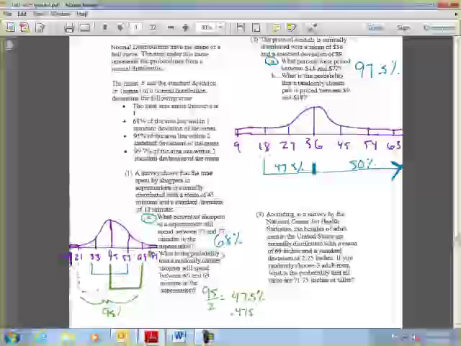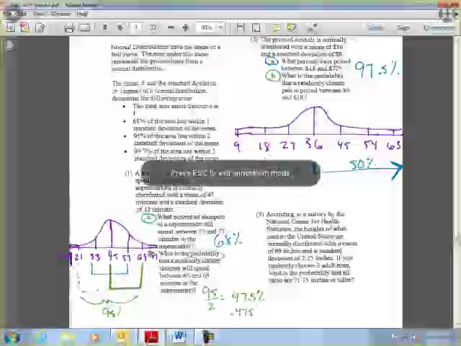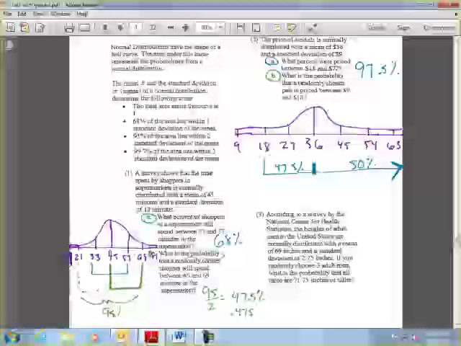Use the symmetry of the graph, and we'll do more examples that'll be like that. So part B, what is the probability that a randomly chosen pair is between 9 and 18? So this is off to the side, doesn't use the middle at all. I want to know what chunk is between there.